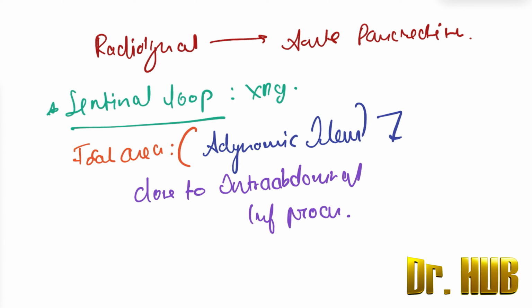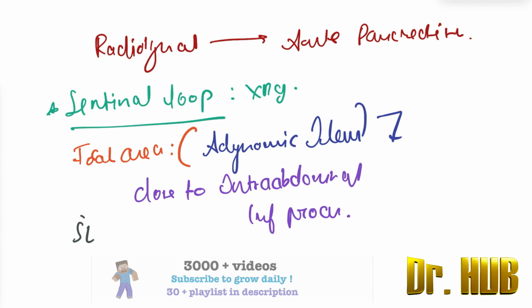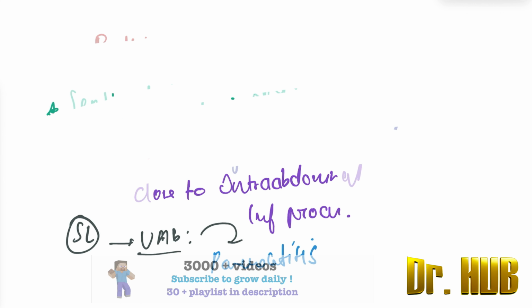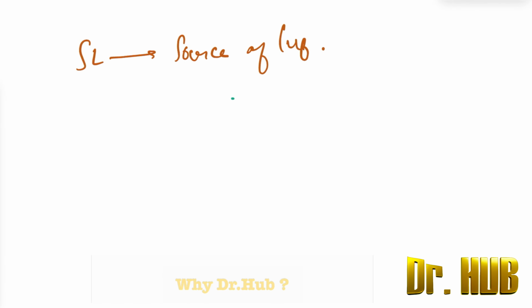Next, a sentinel loop is present in the upper abdomen. So what does this indicate? Upper abdomen means that there is presence of pancreatitis. Now the sentinel loop sign. This sign may aid in localizing the source of inflammation. So it helps in finding the source of inflammation.